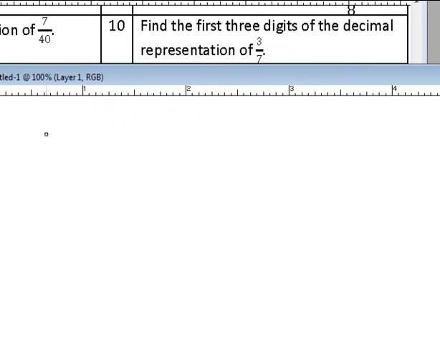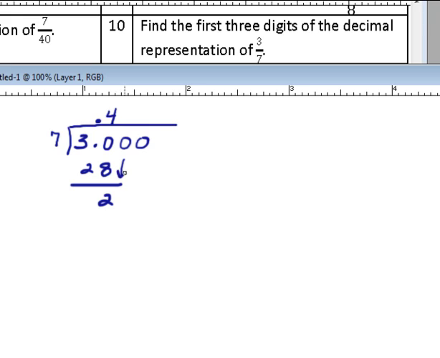In number 10, we're asked to find the first 3 digits of the decimal representation of 3/7. All right, so we're going to divide 7 into 3. Again, we'll just do a long division. We want 3 digits, so we'll add 3 zeros. So 7 into 30 is 4 times. 7 times 4 is 28. Bring down a 0. 7 goes into 20 2 times. Okay, and now bring down another 0.